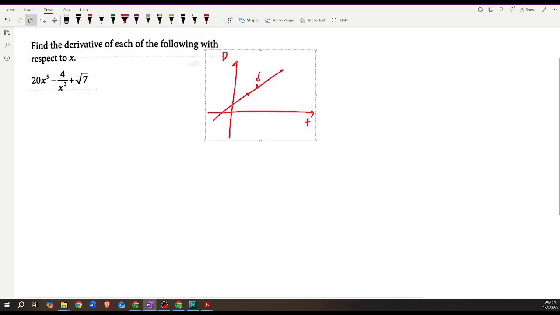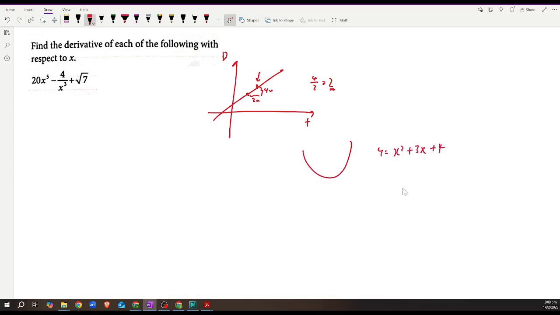If you were to find the rate of change of your distance time graph, you can just do your rise over run. Let's say this is 4 units and this is 2 units, then your gradient is just 2. This will be your rate of change. But let's say you have a quadratic graph, like y equals x squared plus 3x plus 4. Your gradient at any point on the line is going to be different. So differentiation allows you to determine your gradient mathematically.